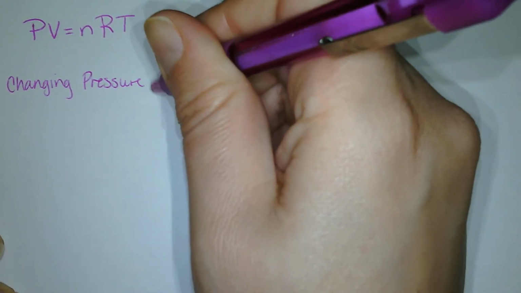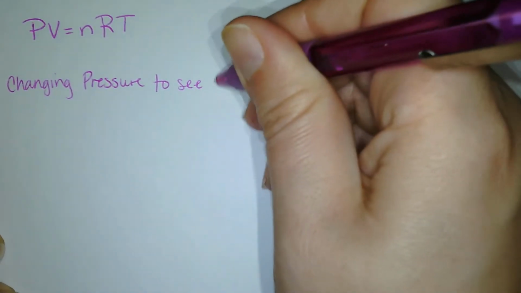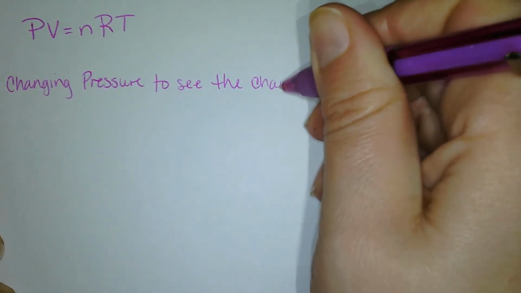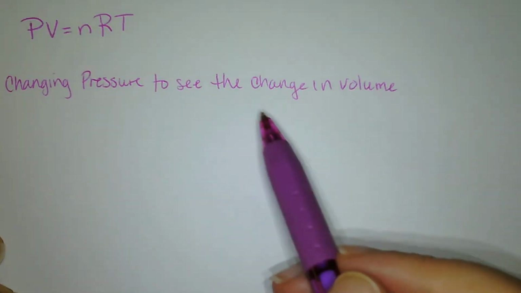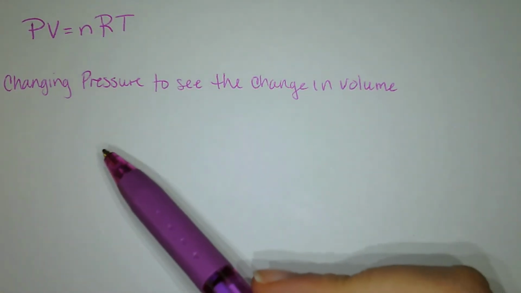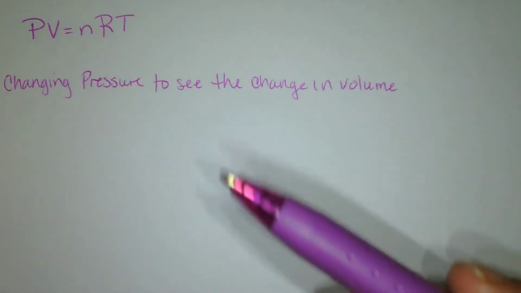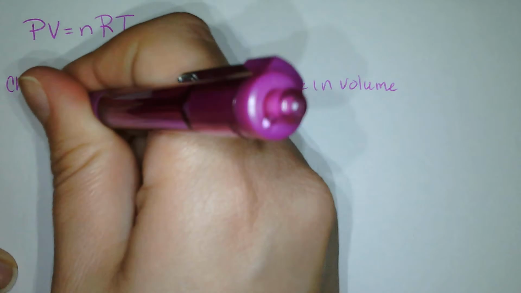So if we are changing pressure and we want to see the change in volume, what we're going to do is just compare pressure and volume. We don't really care about N, R, and T. So when we say this, we can assume N, R, and T will stay the same.